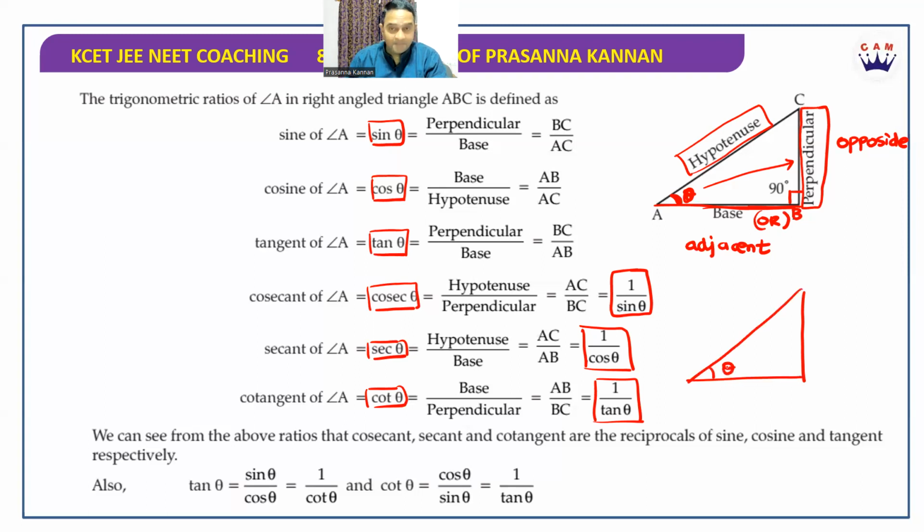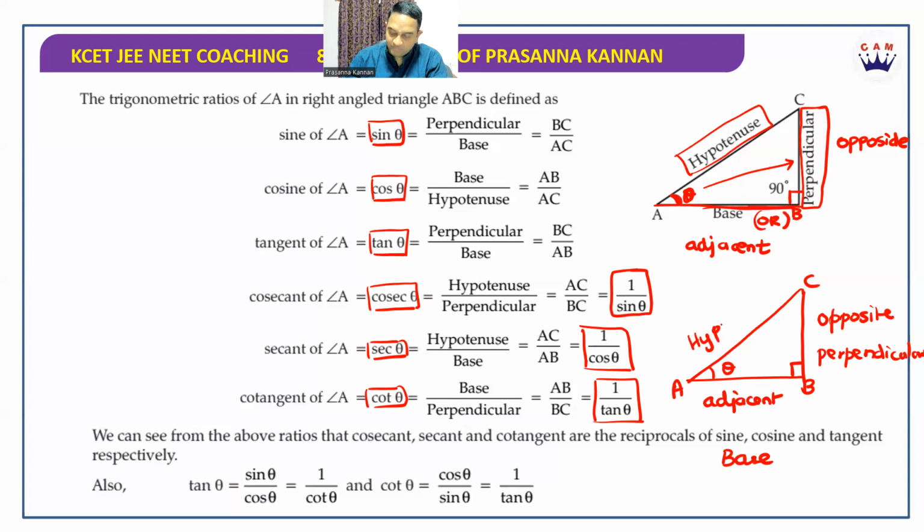So if this is the angle theta, the side BC is called opposite, or another way of mentioning is perpendicular. And the side AB is called adjacent, or you can also call it base. And the longest side AC is called hypotenuse. Right. So by way of a mnemonic, you can remember this formula.